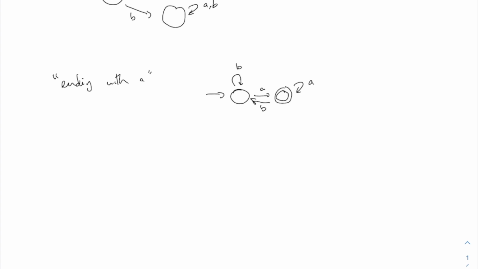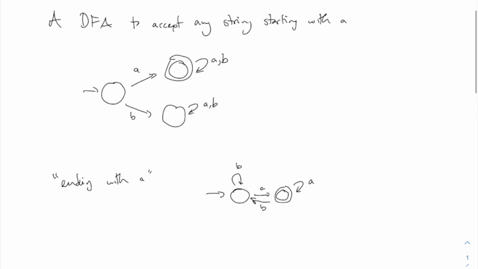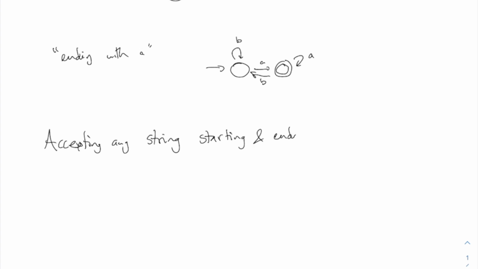Maybe could I have you guys all try another example? This is just a little warm-up for today. Can we do a combination of these two? Actually, this example, you can kind of just combine the two diagrams, although you have to think it through a little bit. But how about accepting any string starting and ending with A? That's what I want. Starting and ending with A.